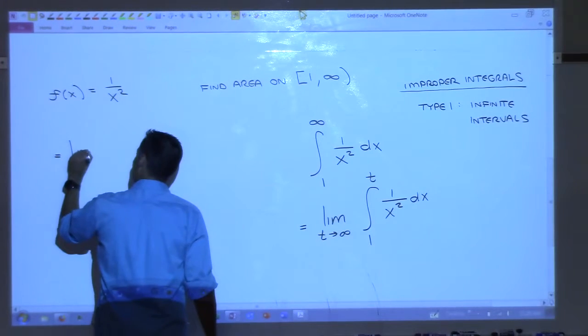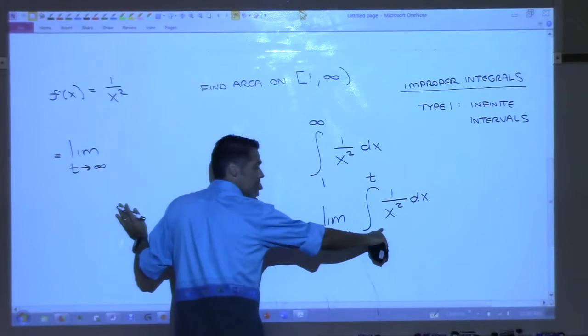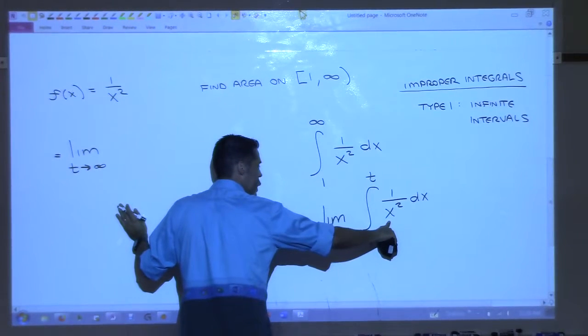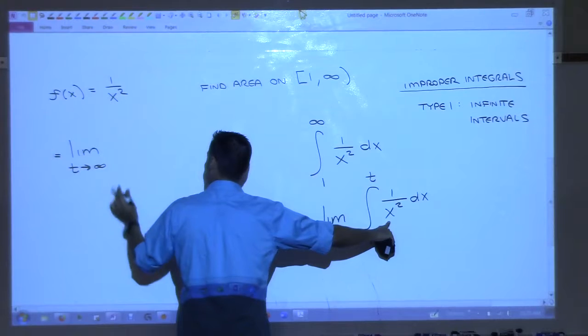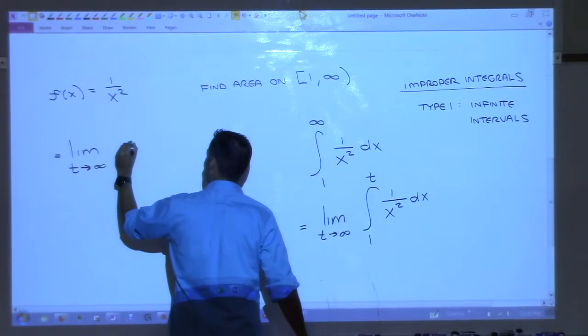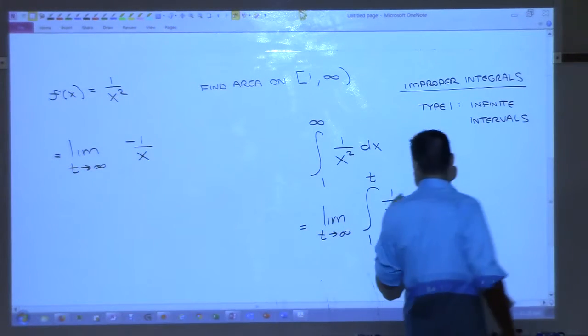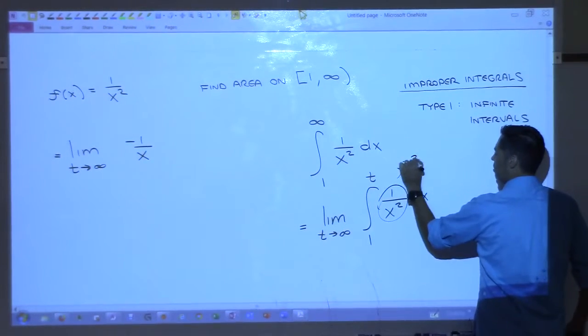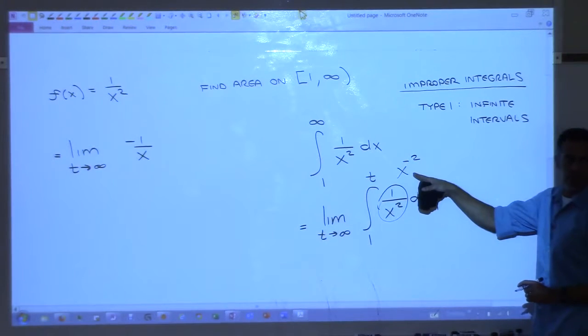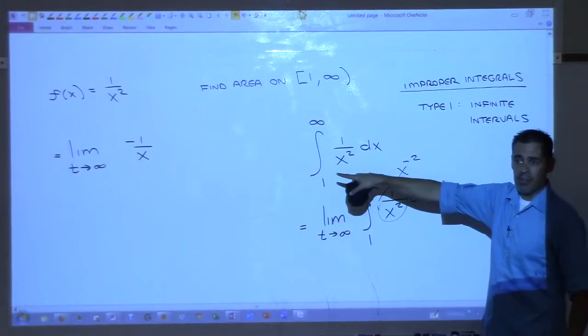I want the limit as t goes to infinity. Now I go ahead and go through the work here. What's the antiderivative of this? Is it negative 1 over x? Should be negative 1 over x, because you're rewriting this as x to the negative 2 and then doing the antiderivative, right? So add 1, and all that stuff. So that's the antiderivative, yes?